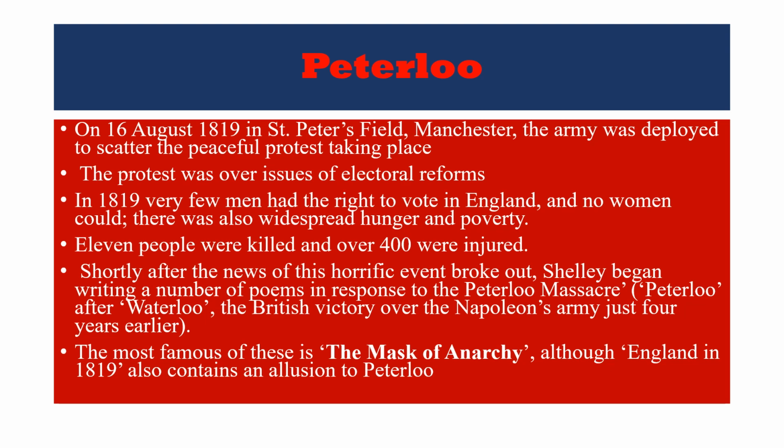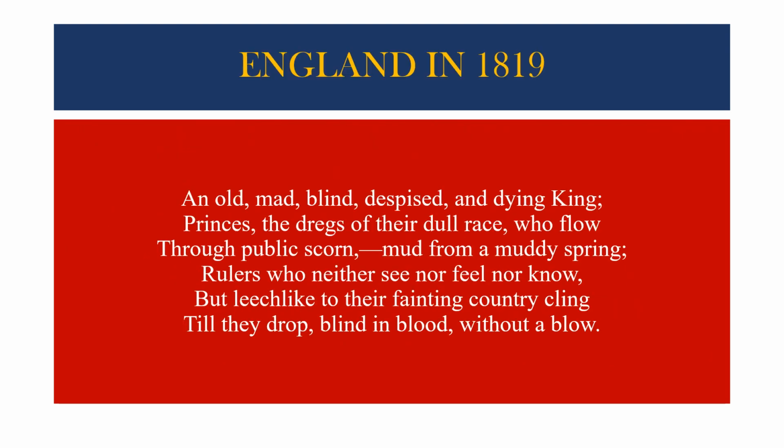Shortly after news of this horrific event broke out, Shelley began writing a number of poems in response to the Peterloo massacre. Peterloo is in fact a combination of two words. One is St. Peter's, another Waterloo, that refers to the British victory over Napoleon's army just 4 years earlier. And the most famous of these poems is The Mask of Anarchy, although England in 1819 also contains allusion to Peterloo. England in 1819 is a sonnet, and here are the first 6 lines of the poem.